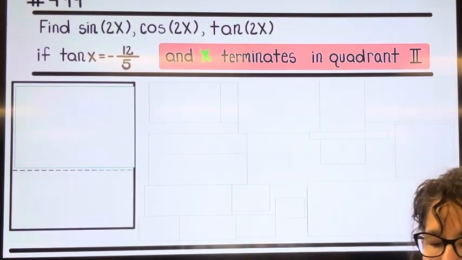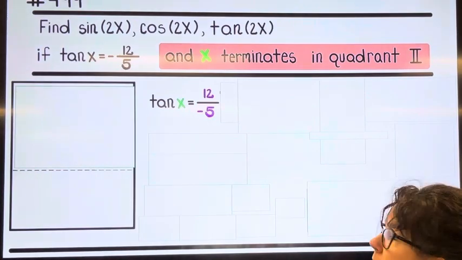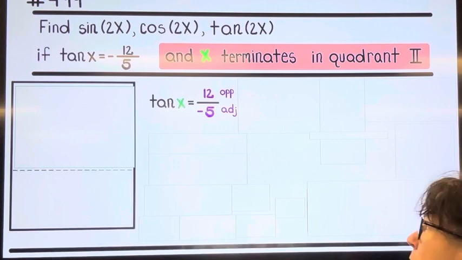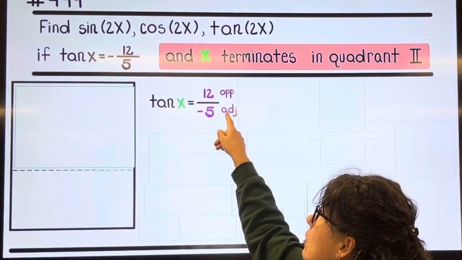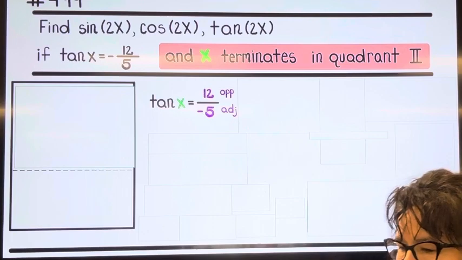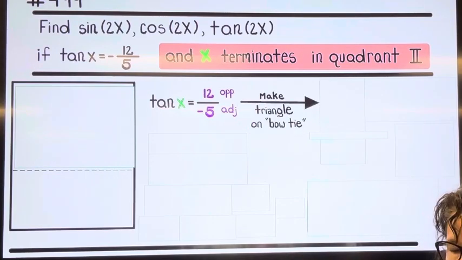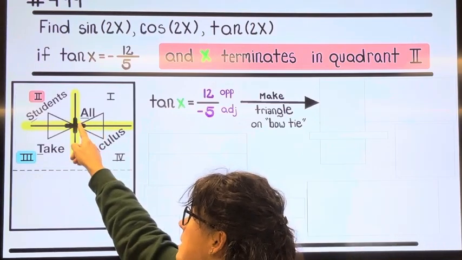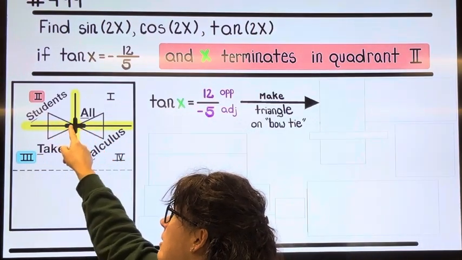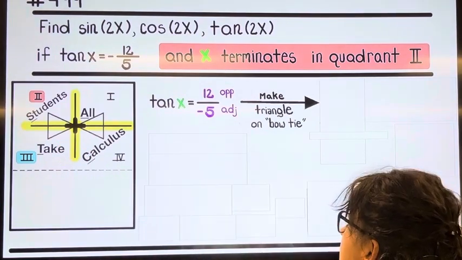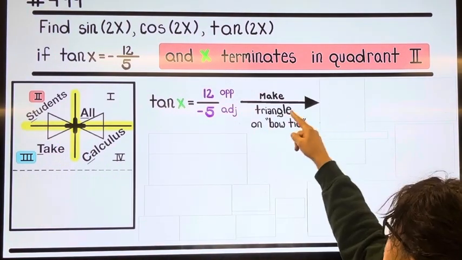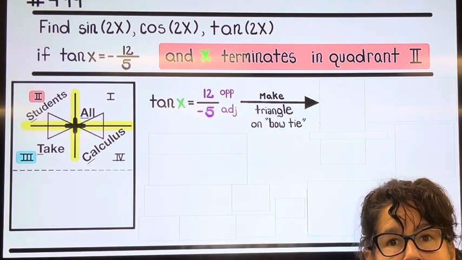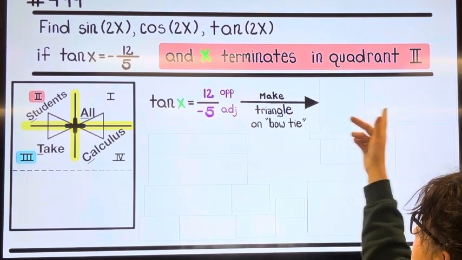So let's build that triangle using the tangent of x is equal to -12/5. SOHCAHTOA, tangent is opposite over adjacent. So we're going to build a triangle on what we call the bow tie. The bow tie, see how if I make this shape right here, that is a bow tie. And I'm going to want to build this triangle in quadrant 2 because it says that my x is going to terminate in quadrant 2.